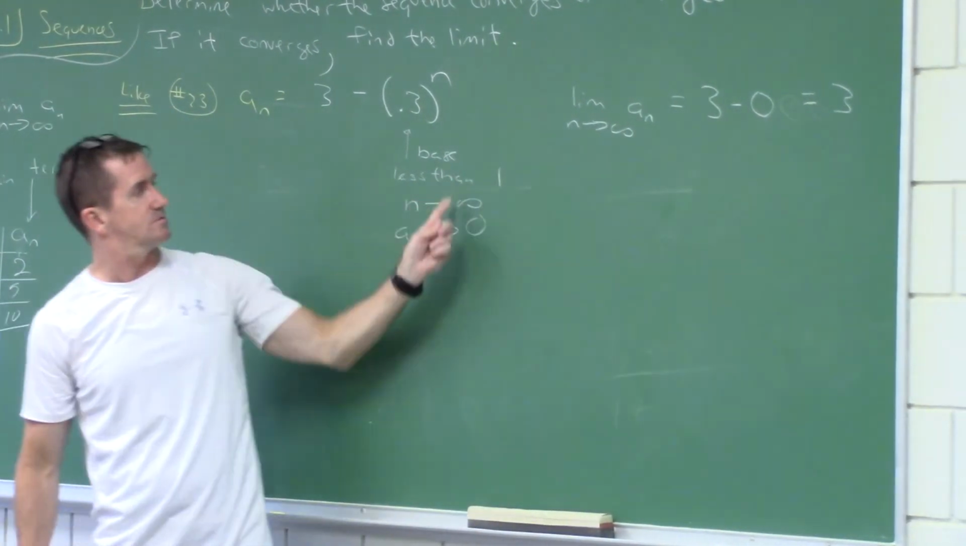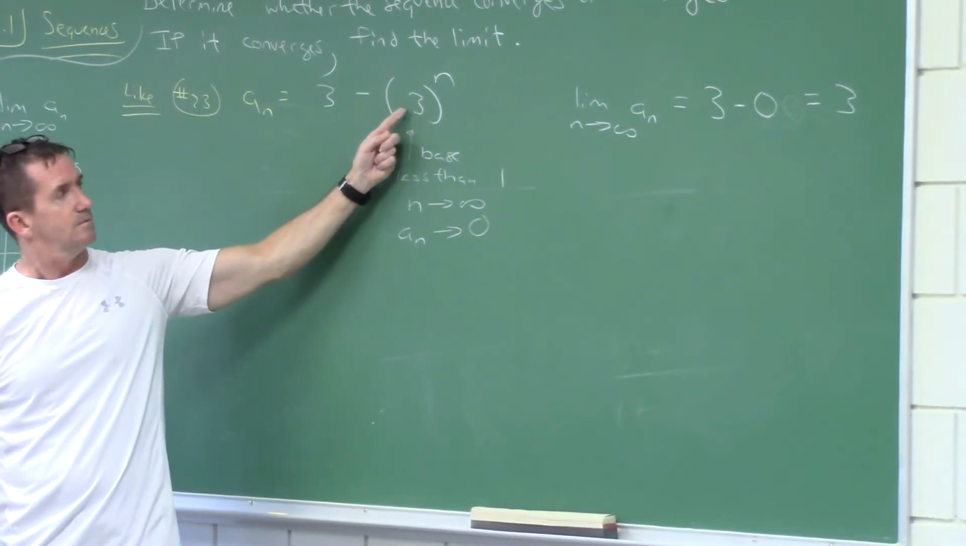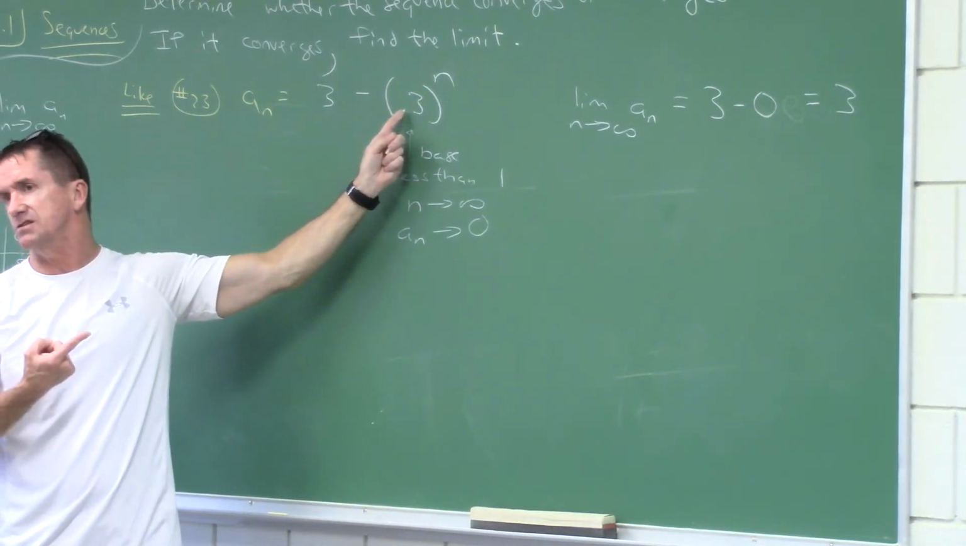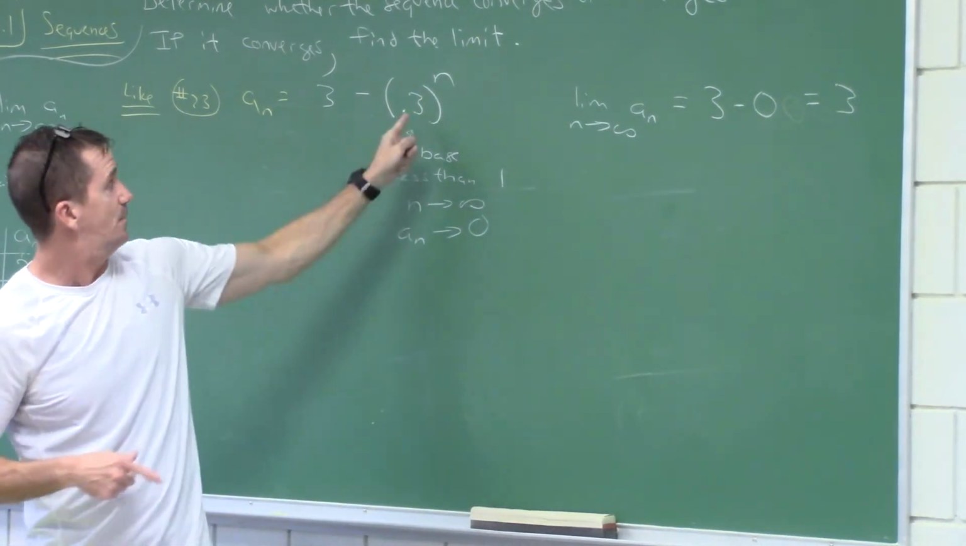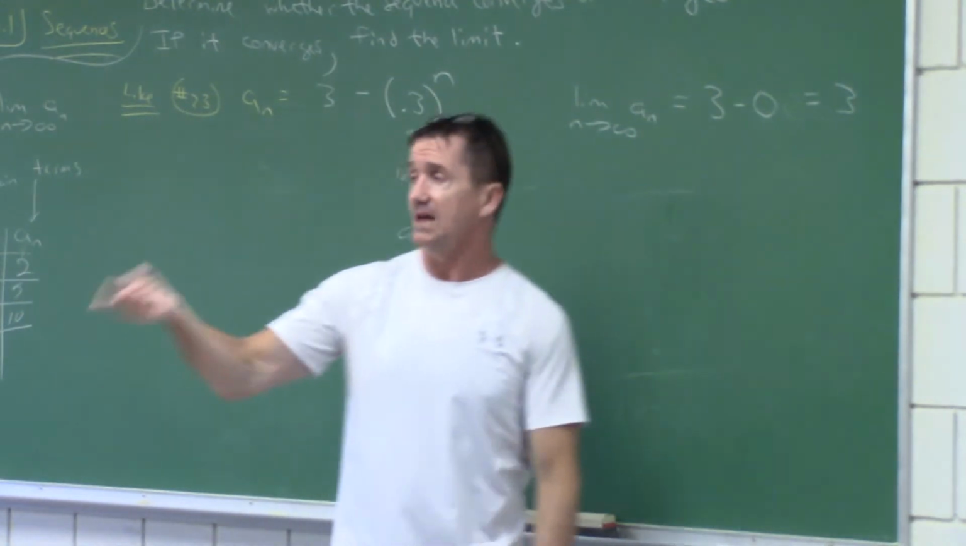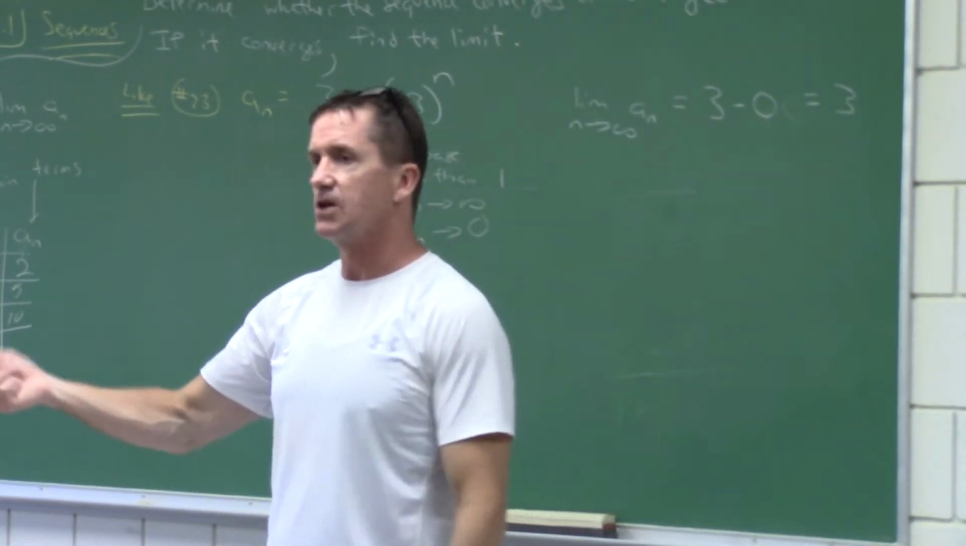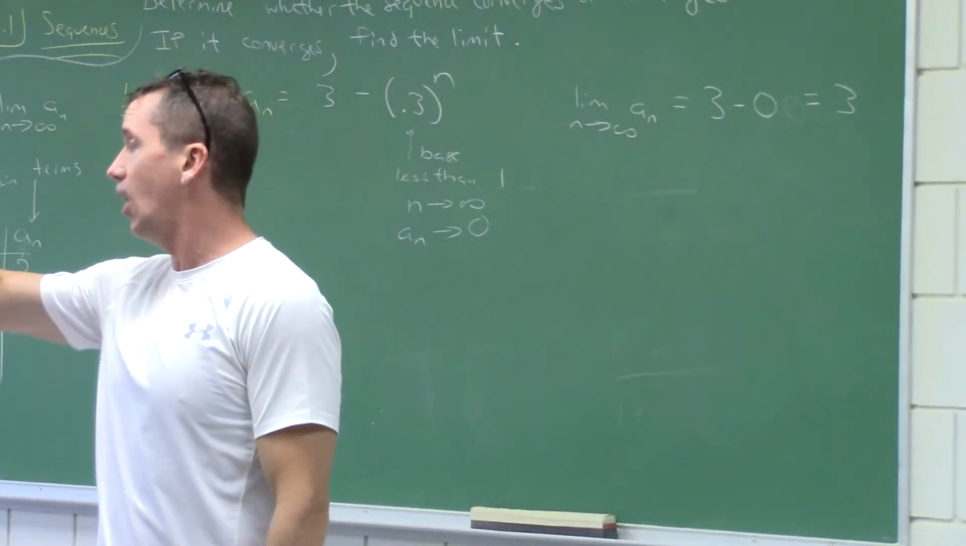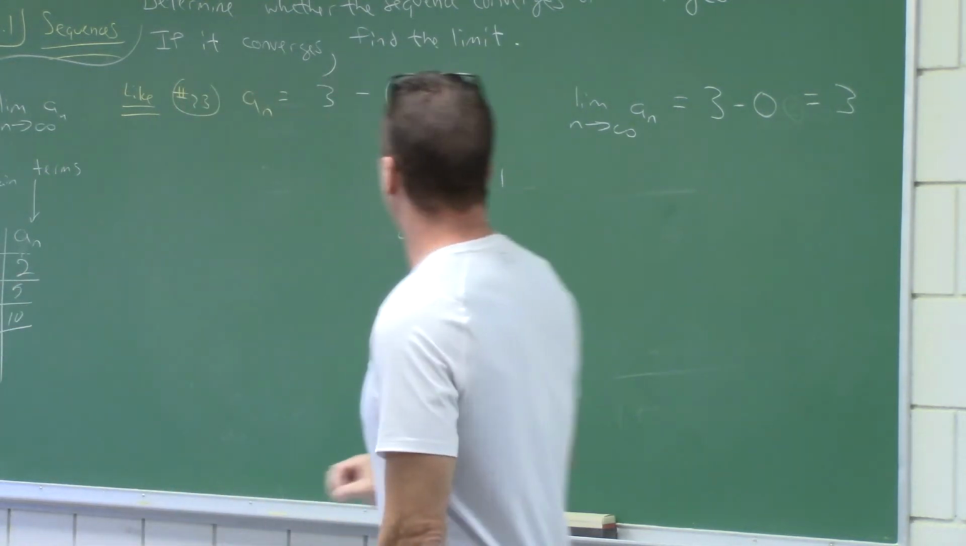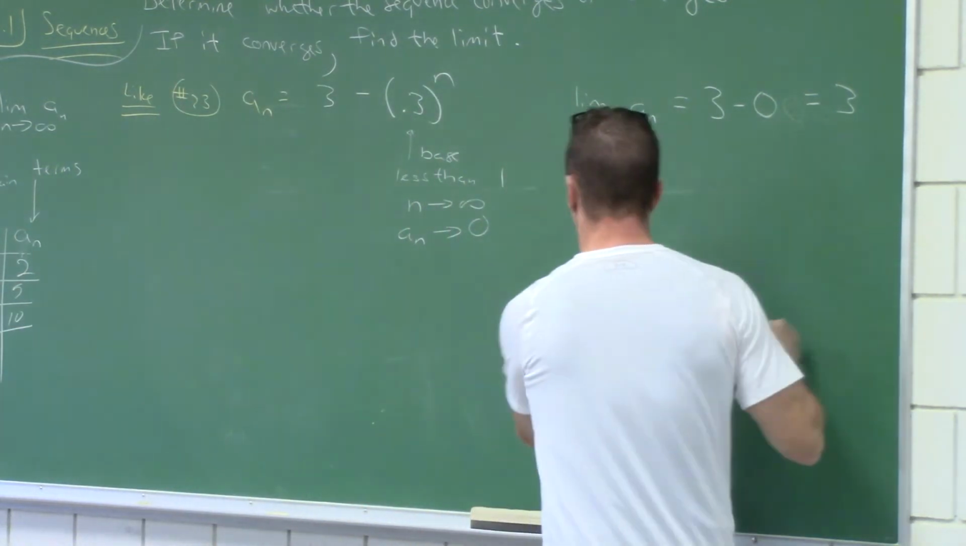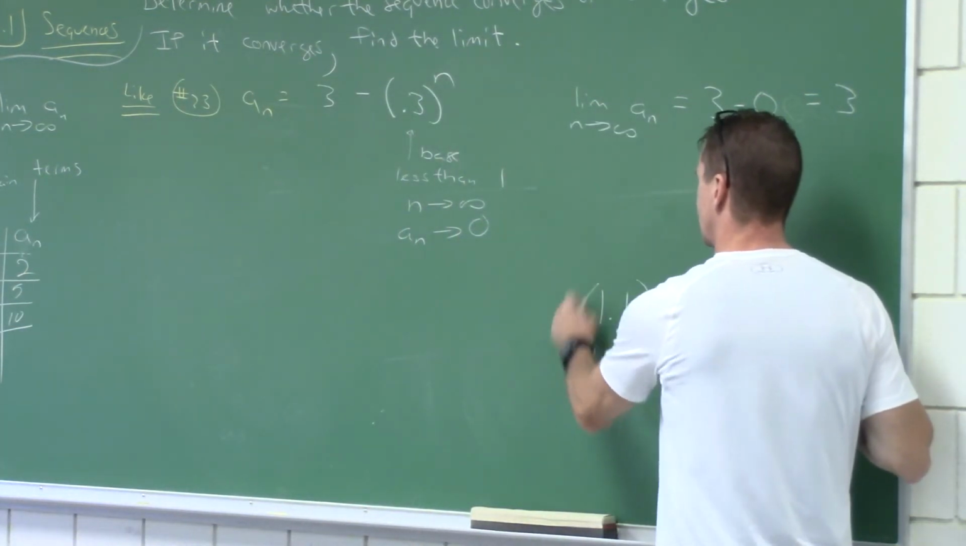Hey, but in your notes, talk about something like this. Any exponential expression raised to the nth power, if the base is less than 1, it's always going to approach what? The sequence will always approach 0. Now, what if it was just 1.1? I'll put that over here. What if it was just 1.1?